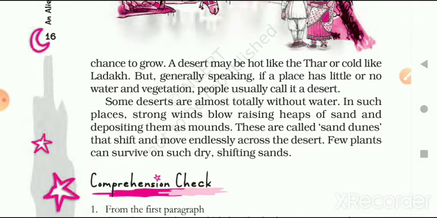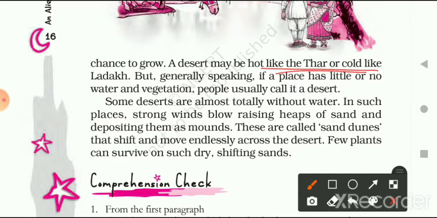Okay, and also a desert is a hot region, but it also can be a cold region. They have mentioned that yes, a desert can be as hot as the Thar desert, and it can also be as cold as Ladakh. If you don't know, at night in places like the desert, when there is no sunlight, the sand is actually very cold. So due to that coldness, you may feel like you are in Ladakh. Okay, so you can see how different they are.